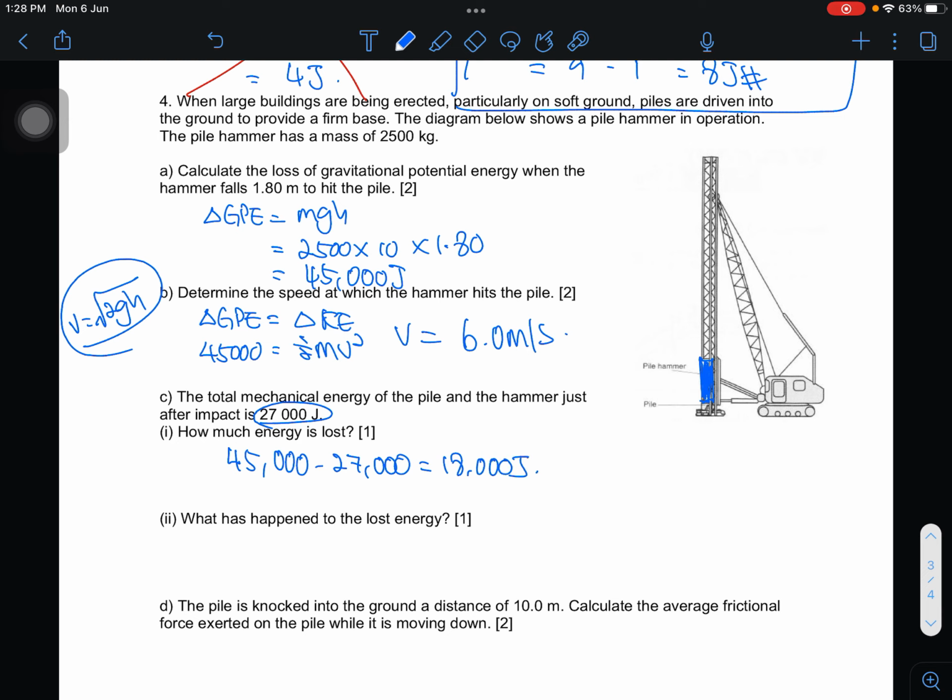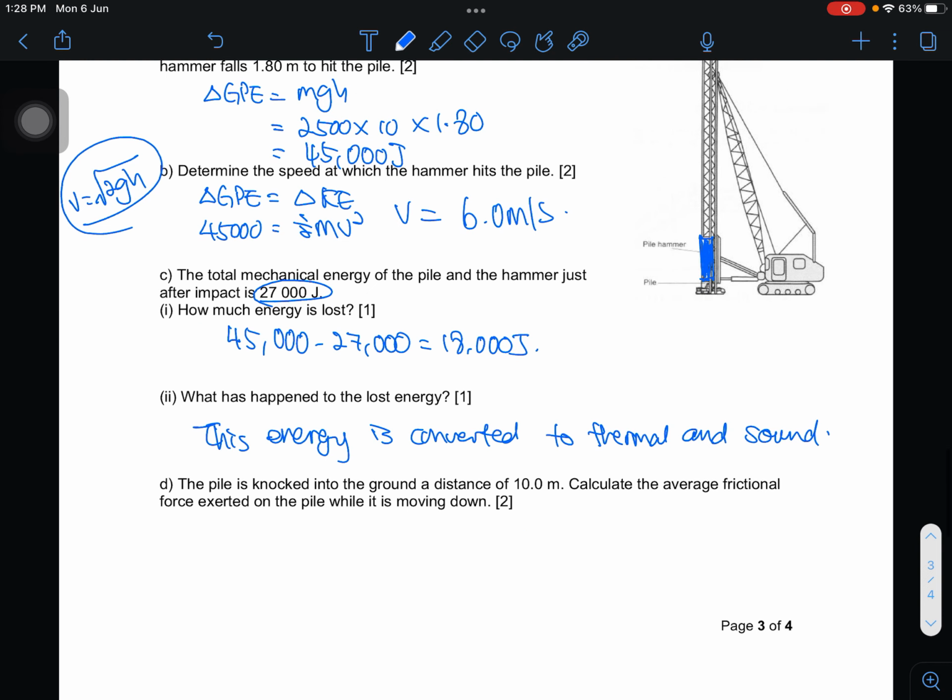So what do you think happened? Every time there's impact, there will always be sound and thermal energy. This energy is converted to thermal and sound. Of course, some of the energy is lost through vibration, and the vibration in the ground will also be converted to thermal energy.